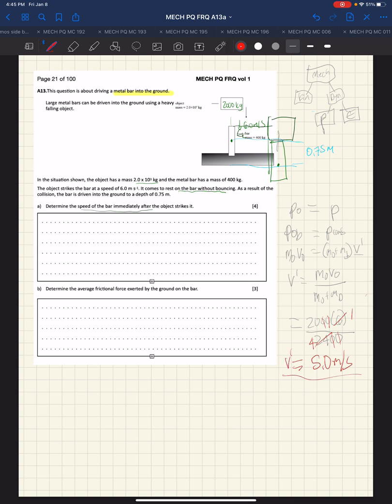We stop and ask ourselves, does 5 meters per second make sense? Well, we do expect that velocity to be less than 6, and it is. So that's the velocity at the moment after it strikes.